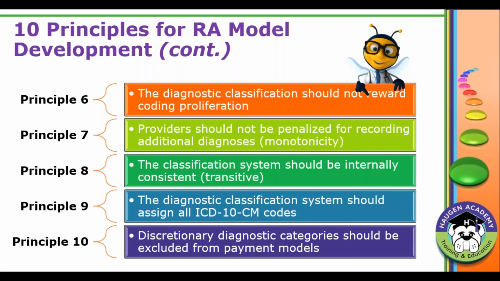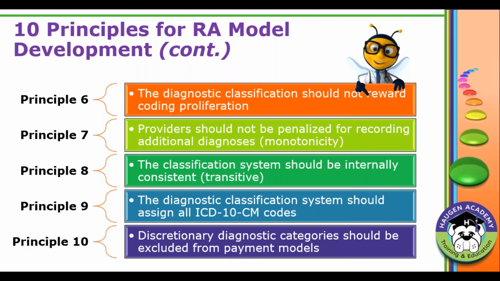But principle number 7, providers should not be penalized for recording additional diagnoses, and they call this monotonicity. Basically what it's saying is nothing should carry a negative payment rate. So you're not going to, excuse me, add on payment scores for one diagnosis and then take them off for another. That's not how this works.